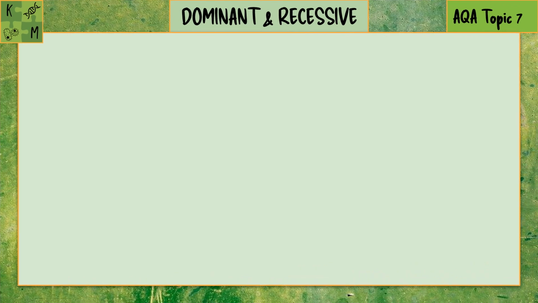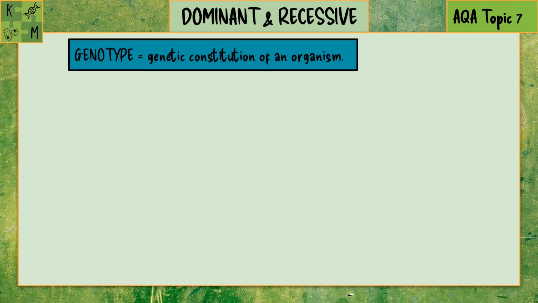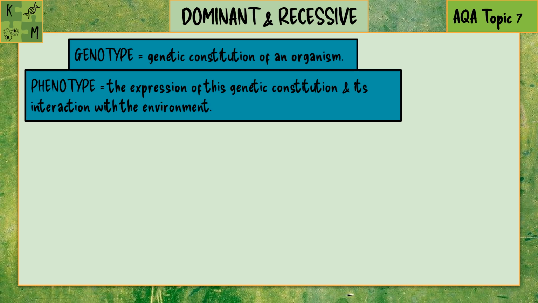So first of all, we need to look at some definitions. The first one being genotype. This is the genetic constitution of an organism. What we mean by that is the alleles that a particular individual carries for a particular gene. The genotype then influences the phenotype, and this is the expression of that genetic constitution. But the phenotype can also be influenced by the environment.